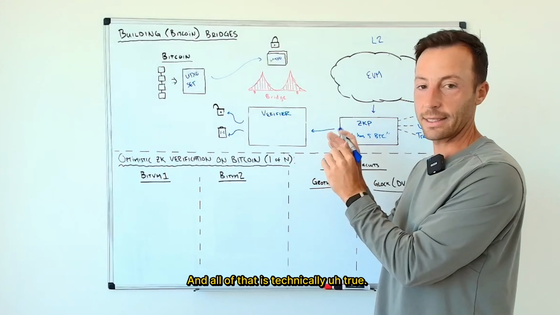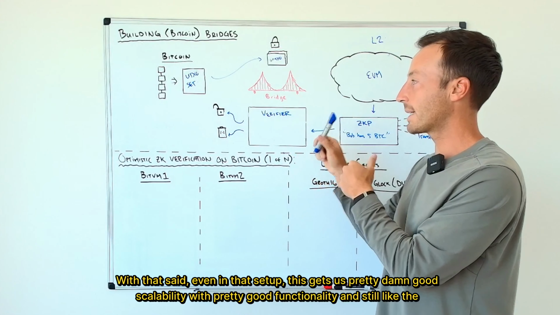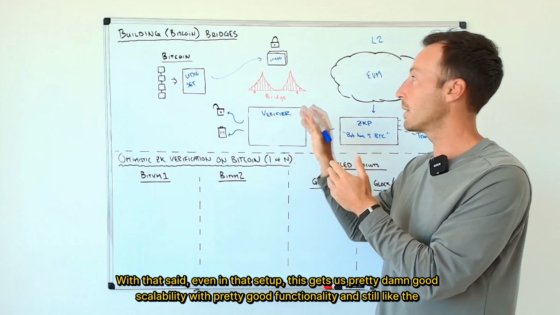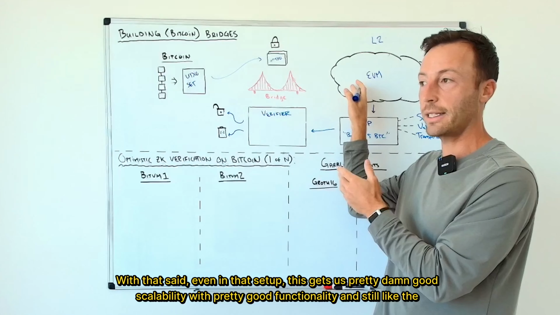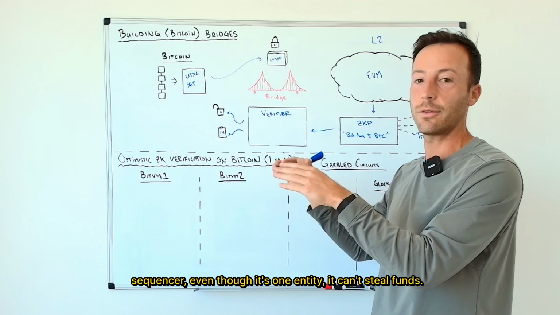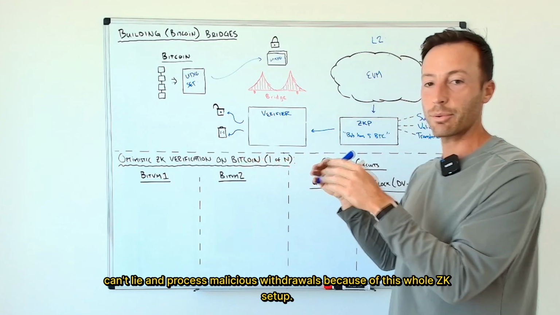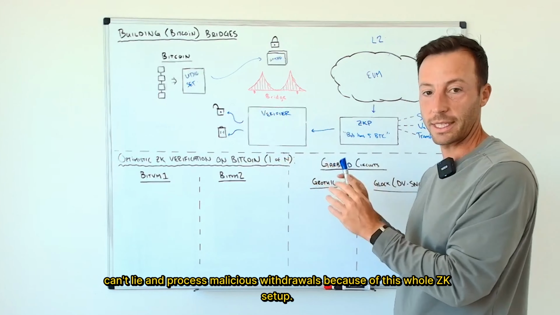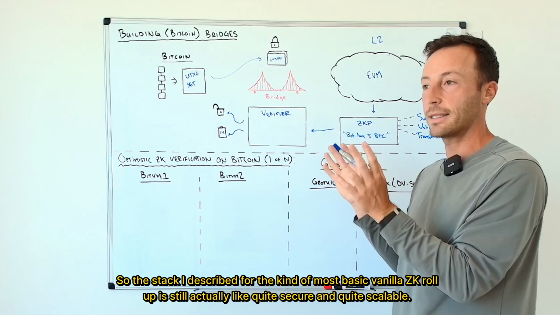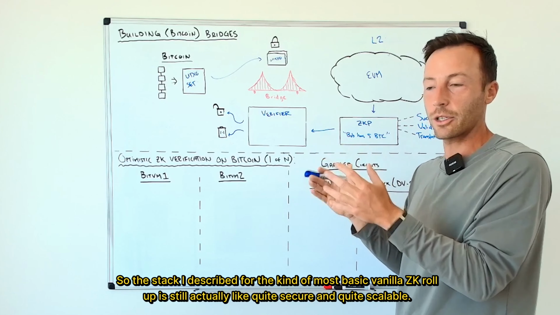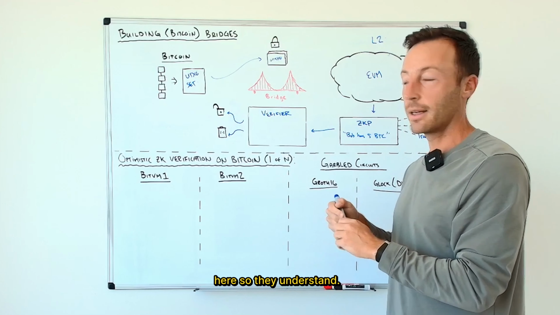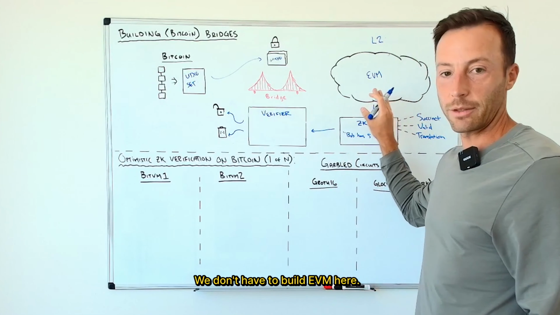And all of that is technically true. With that said, even in that setup, this gets us pretty damn good scalability with pretty good functionality. And still, the sequencer, even though it's one entity, can't steal funds. It can't lie and process malicious withdrawals because of this whole ZK setup. So the stack I described for the most basic vanilla ZK rollup is still quite secure and quite scalable. But just to appease the critics here so they understand, let's just play something out. We don't have to build EVM here.